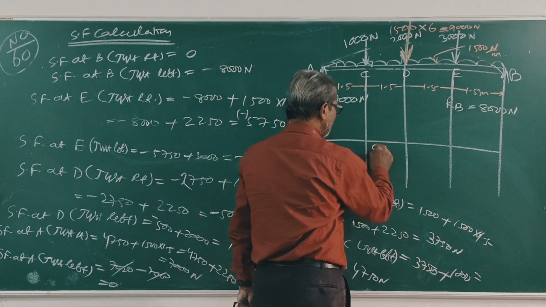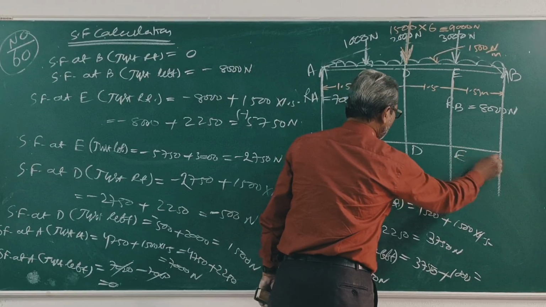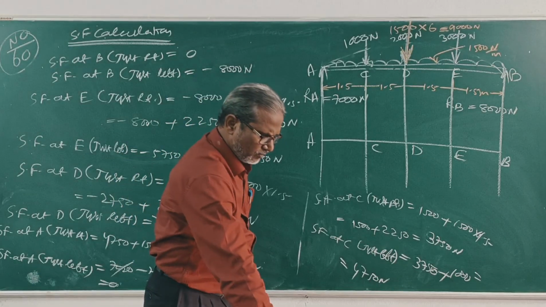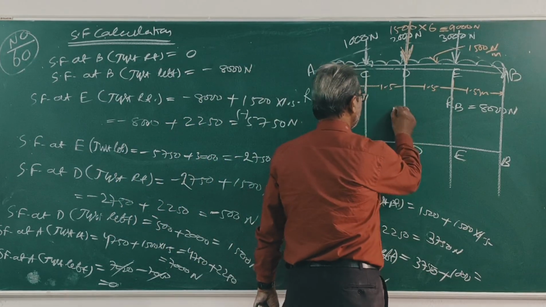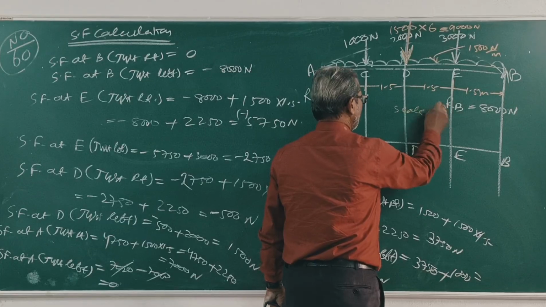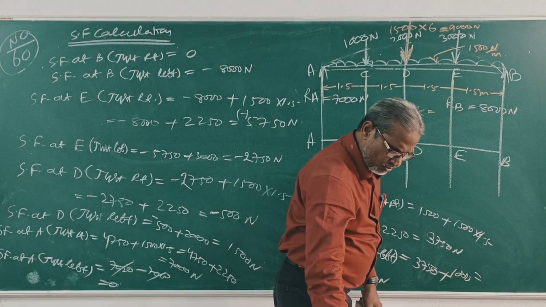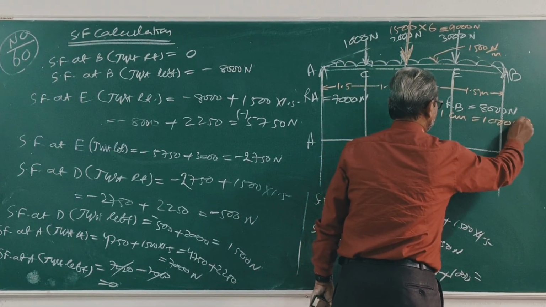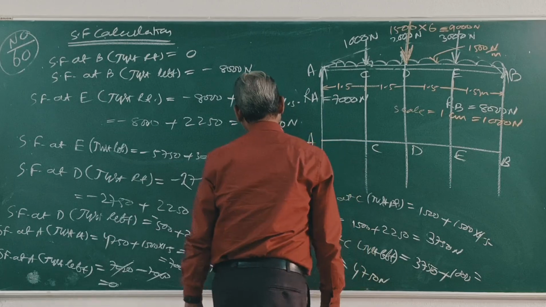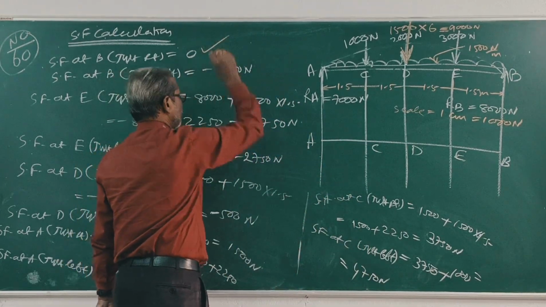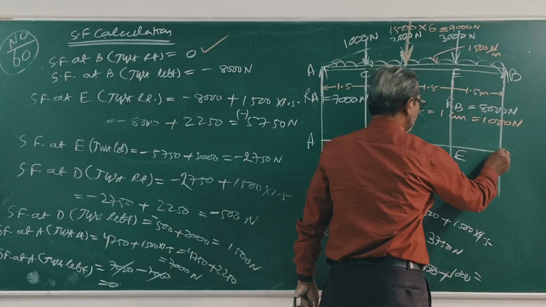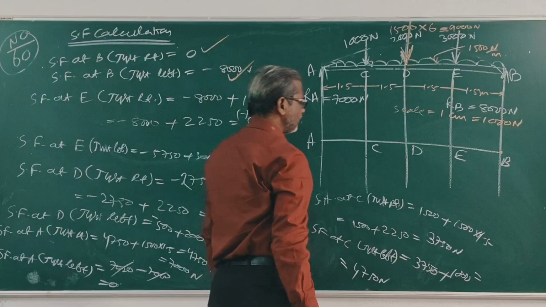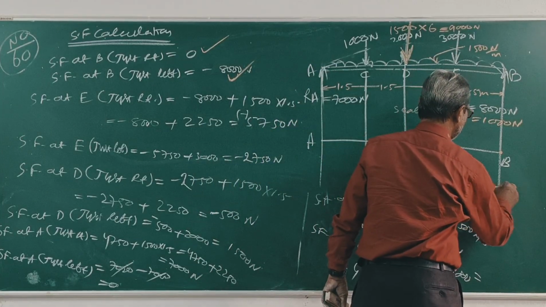A, C, D, E, B. Take scale 1000 Newton. Scale: 1 cm is equal to 1000 Newton. Right? Now we just write 0. B just left minus 8,000.